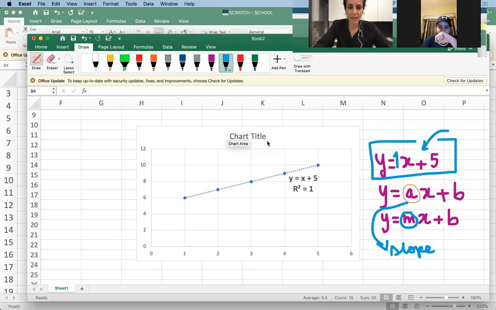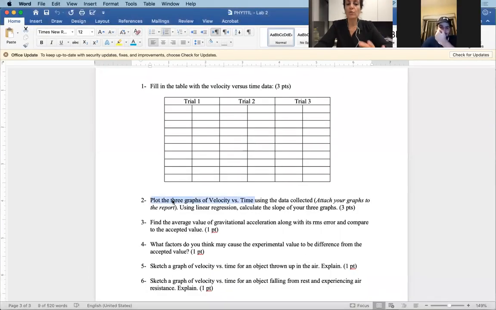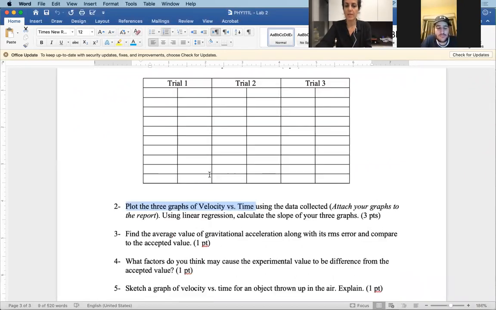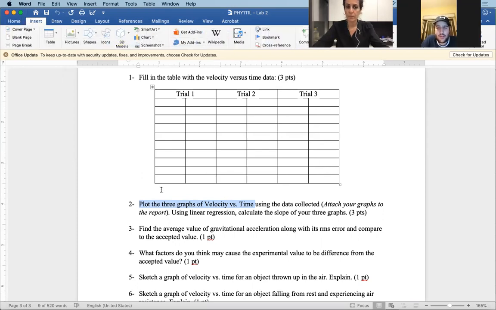Now back to your lab report. I have so many windows open. I'm sorry for that. You need to do the 3 graphs. So you put the x, you put the y. For trial 1, you do a graph. And you find the slope. The slope is going to be very close to 8, 9, 10, something like that, because it's free fall. What is the acceleration of free fall?